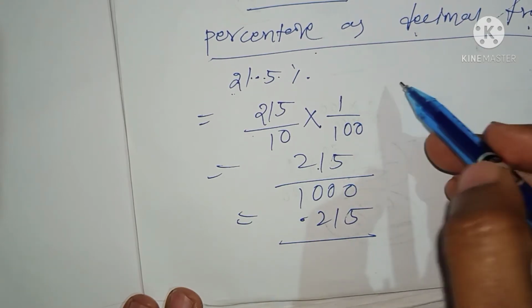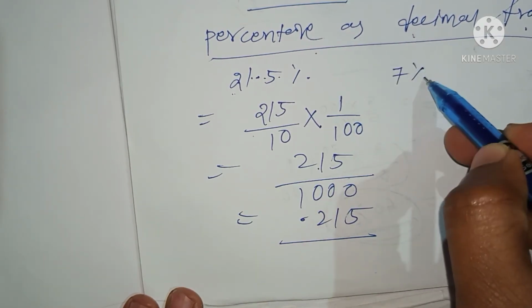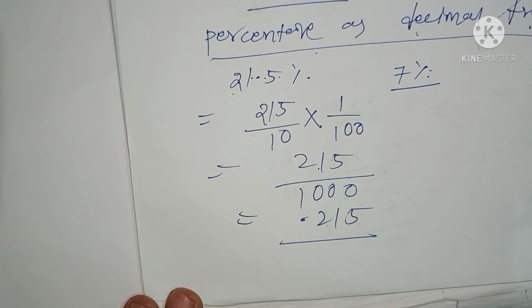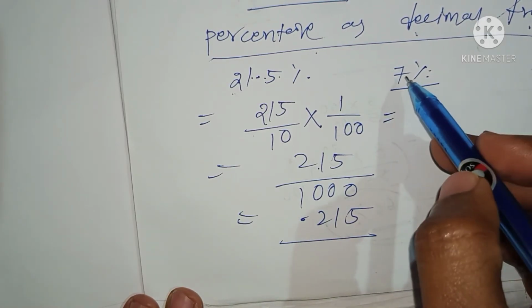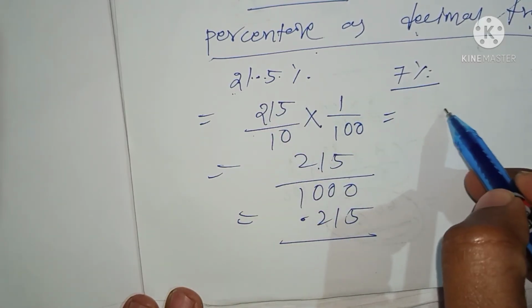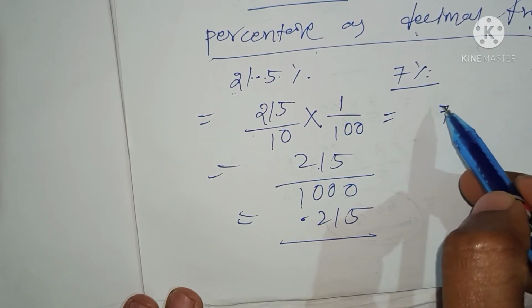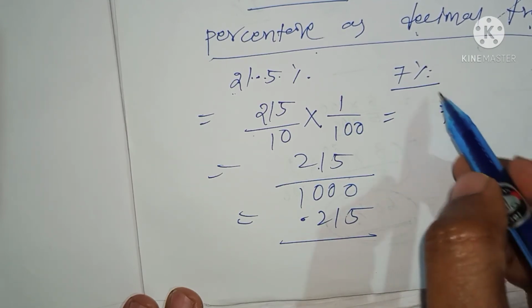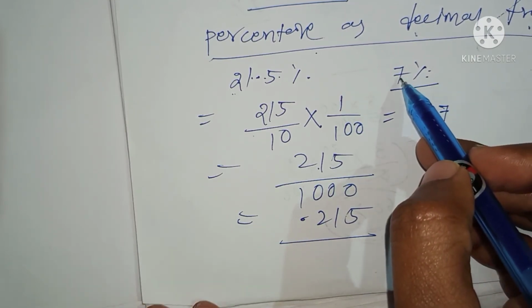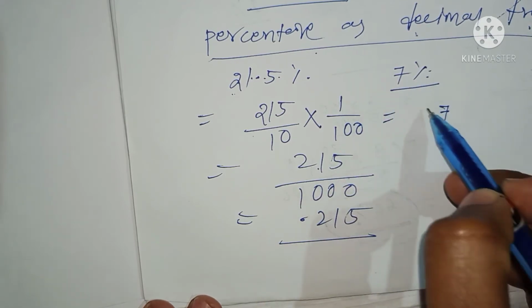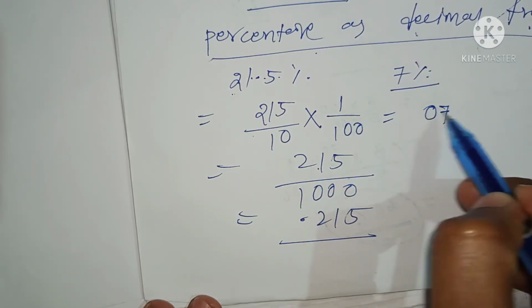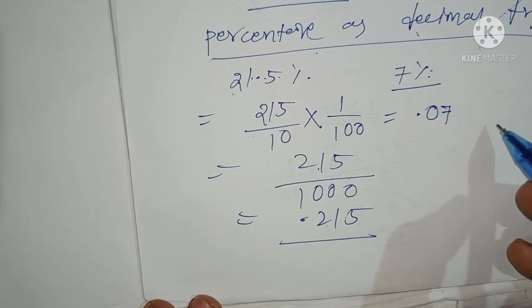Similarly, one more example, that is 7%. This one you will write as a decimal fraction. How will you write it? I told you, just move 2 digits left. Here in 7, 2 digits are not there, so we put 0 in the empty place. So we can simply write 0.07.